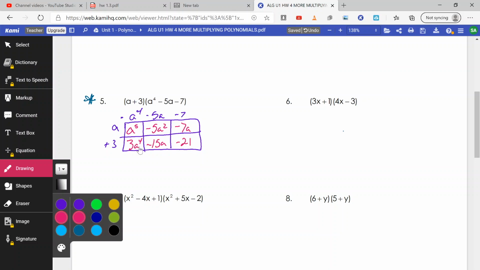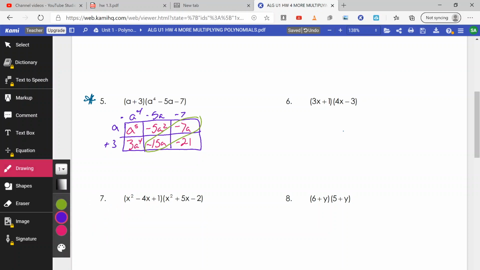Next up, what I want to do is circle the like terms. a to the 5th, a squared. I see I have minus 7a and minus 15a. Those are the only terms that are the same because they're both just a. There's no other a to the fifth except for the first one. There's no other a squared except for the one in the middle top. There's no other a to the fourth other than the one on the bottom left here.